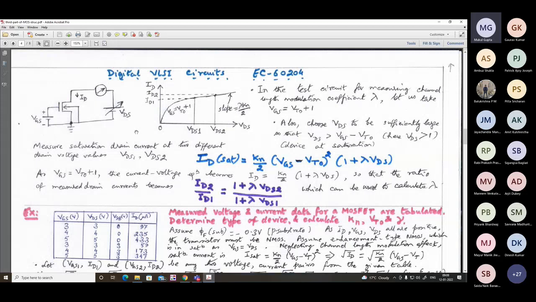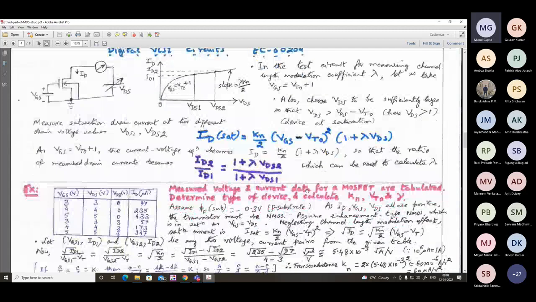Then you just need to calculate the slope of this straight line, that is equal to lambda Kn by 2. The slope is lambda Kn by 2 because the current equation will now become simply Kn by 2 into 1 plus lambda VDS. So it is like y equals mx plus c, where m equals Kn into lambda by 2. Clear? And as VGS equals VT1, the current-voltage equation becomes ID equals Kn by 2 into 1 plus lambda VDS, so that the ratio of the drain current becomes very simple. Is it clear? I believe so.